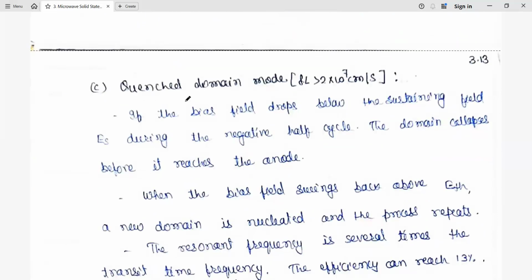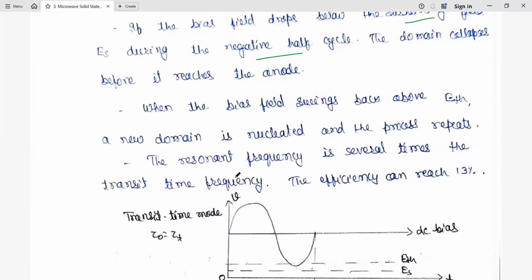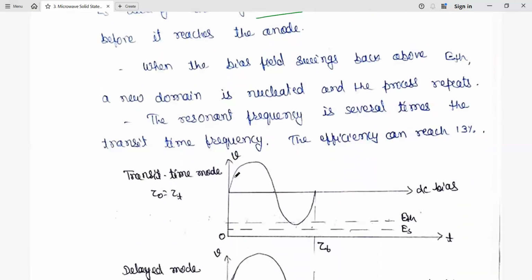Third one is the quenched domain mode. Here FL is greater than 2 into 10 power 7 centimeter per second. So that vertical line you can see. It is the bias field drops below the sustaining field Es during the negative half cycle, and the domain collapses before it reaches the anode. It's not going to reach there. So finally, when the biasing field swings back above the threshold value, a new domain is nucleated and the process repeats again.